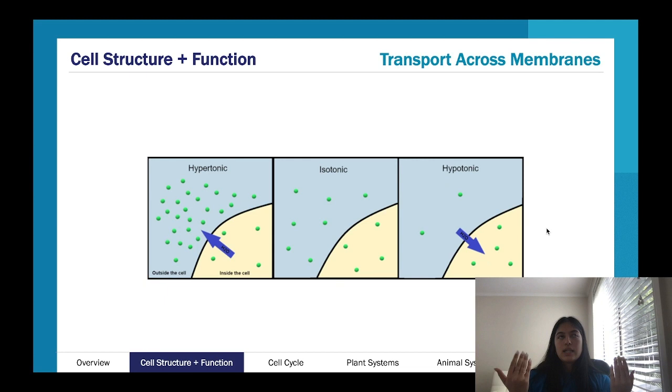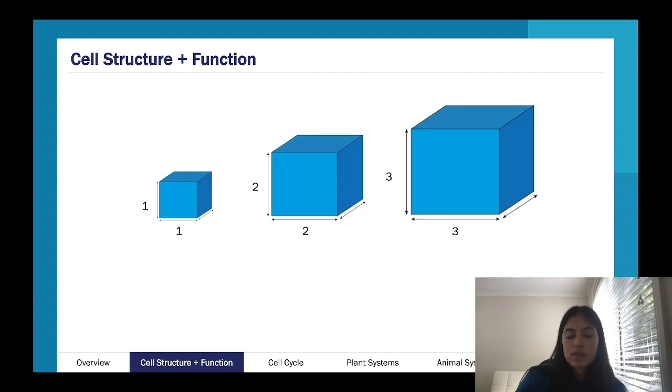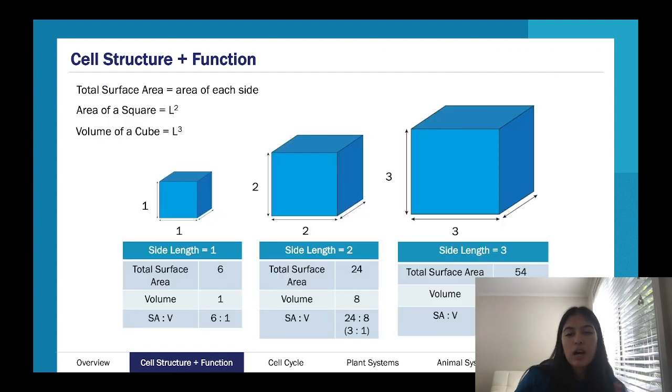What the application for this is, if you place a cell, so we're thinking like this little yellow cell here, if you place it in a hypertonic solution like this, water is going to leave the cell and the cell is going to shrink. If you put it in a hypotonic solution, water is going to come into the cell and the cell is going to swell. So that's the general application. Hopefully that makes sense.